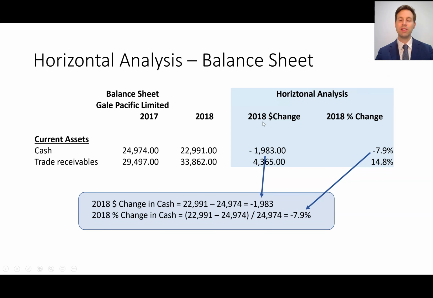Horizontal analysis can be conducted using the absolute value of the dollar change and as a percentage change. And I've got the two calculations for us here below. In 2018, cash decreased by about $1.983 million for Gale Pacific, which was a 7.9% change in their cash balance. Okay, so the calculations are relatively easy.